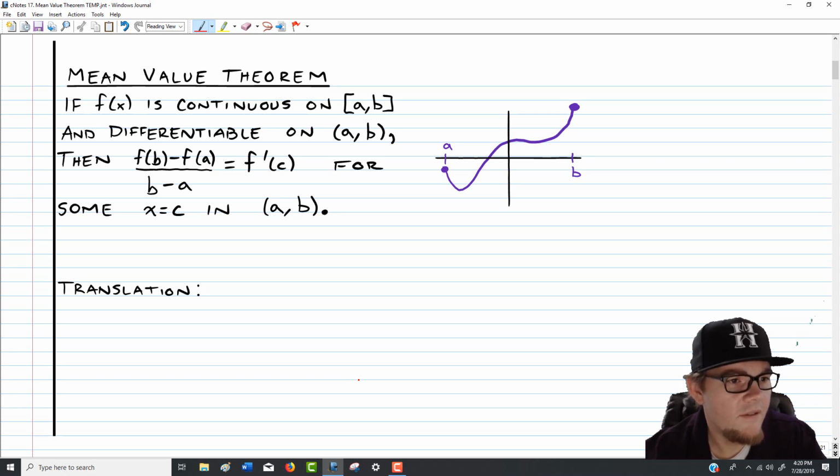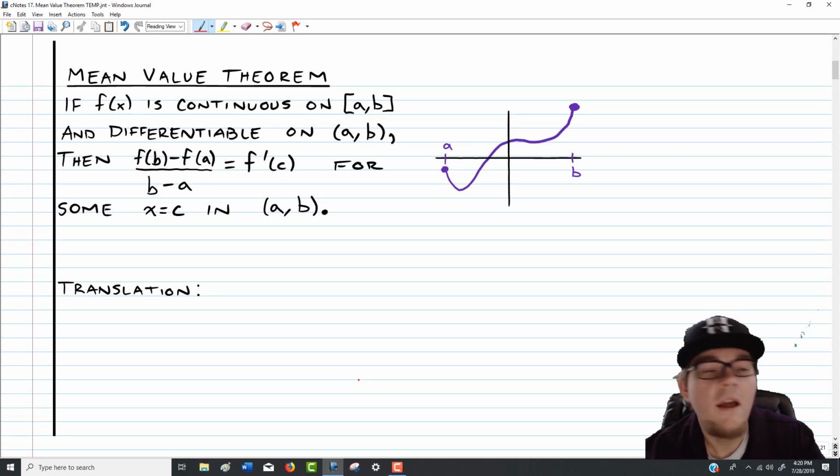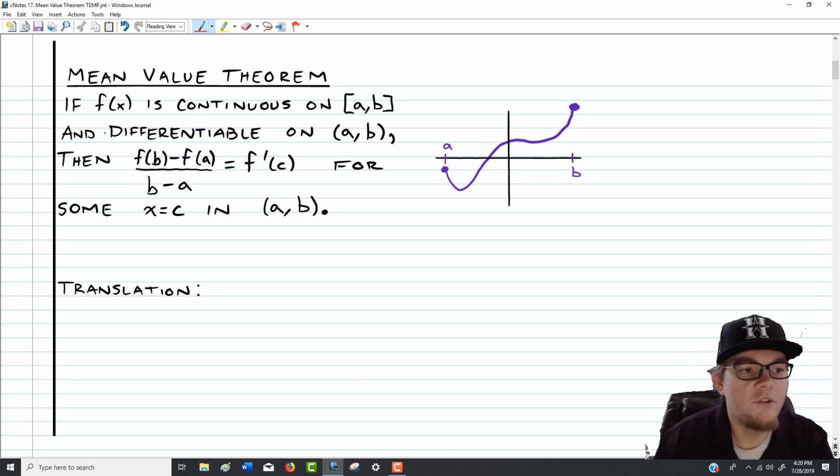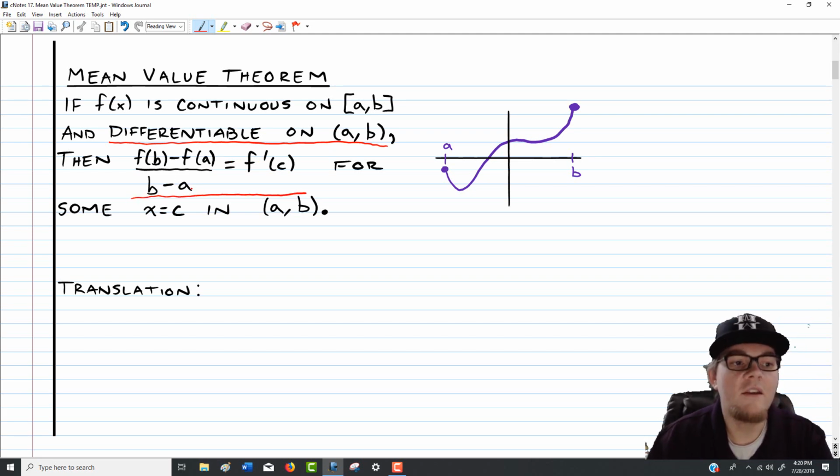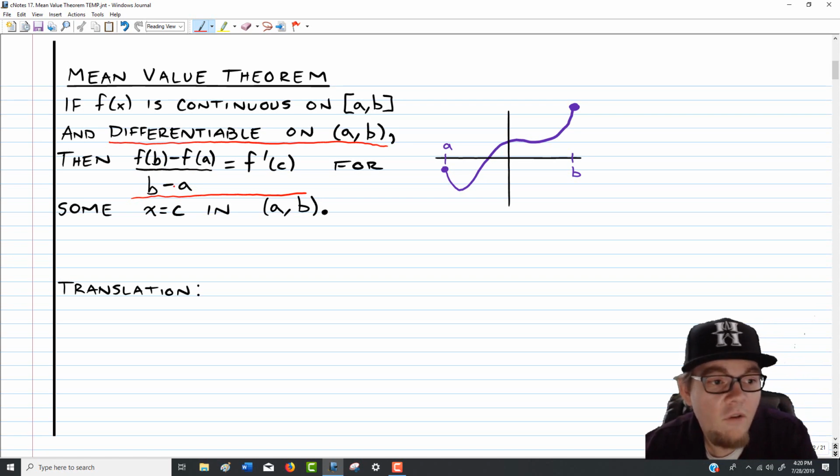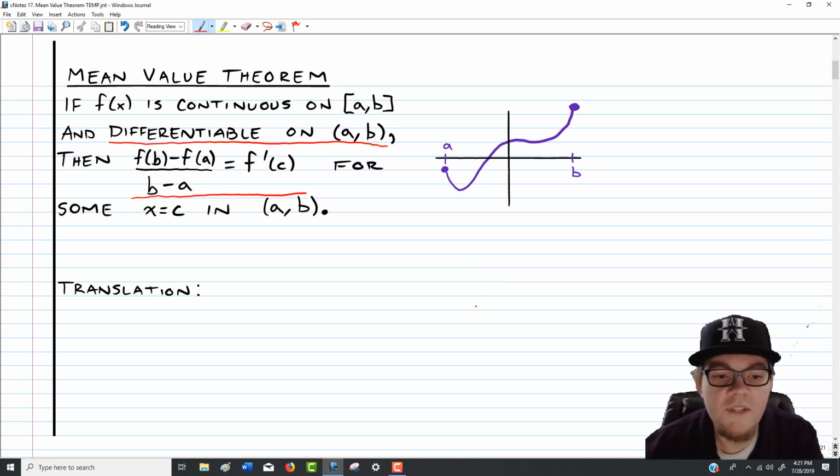The mean value theorem states that if f is continuous on the closed interval [a, b] and differentiable on the open interval (a, b), then f of b minus f of a over b minus a is going to be equal to f prime of c for some c value in between a and b. So in this case, we've added this whole new component into our value theorem. No longer are we just requiring continuity, although we still do. We're requiring differentiability, and then we're getting the existence of some c value where f of b minus f of a over b minus a is equal to f prime of c.